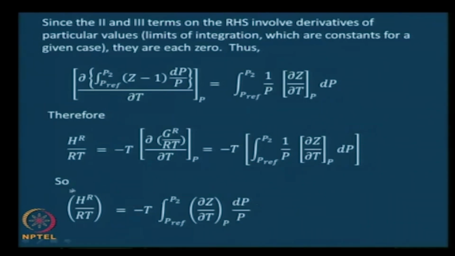So, we have gotten HR by T or HR in terms of easily measurable properties. Let us call this equation 337.